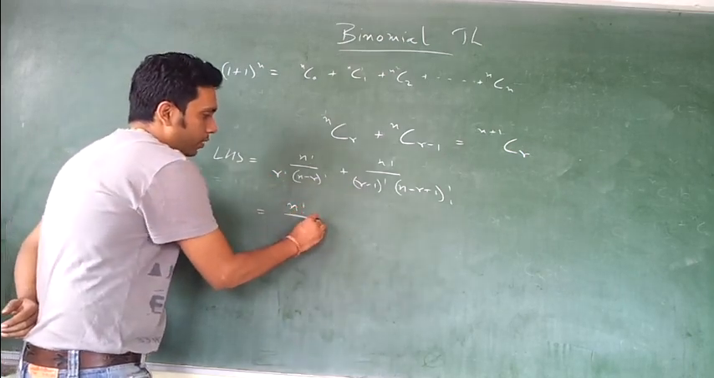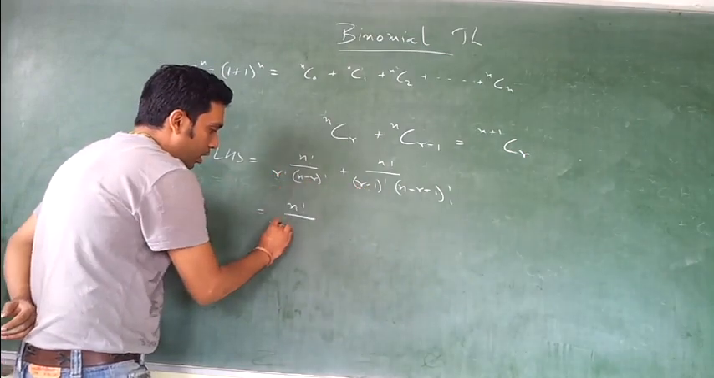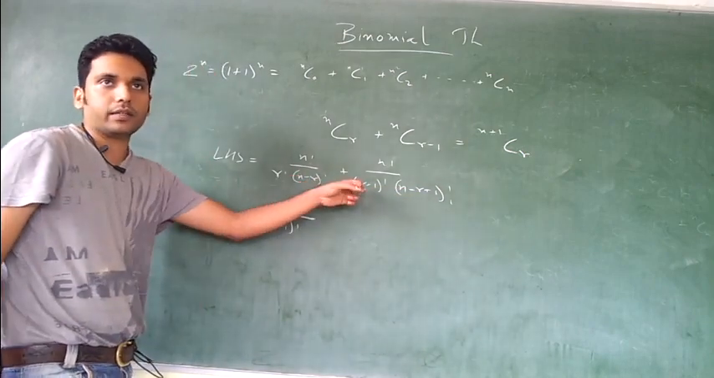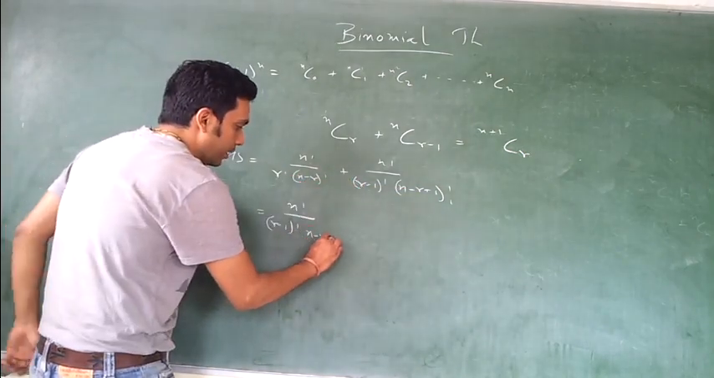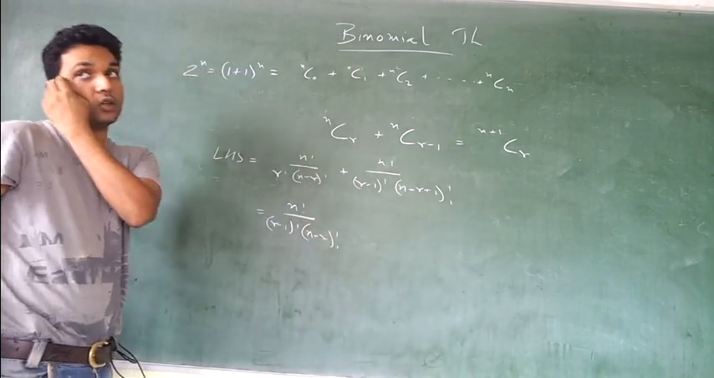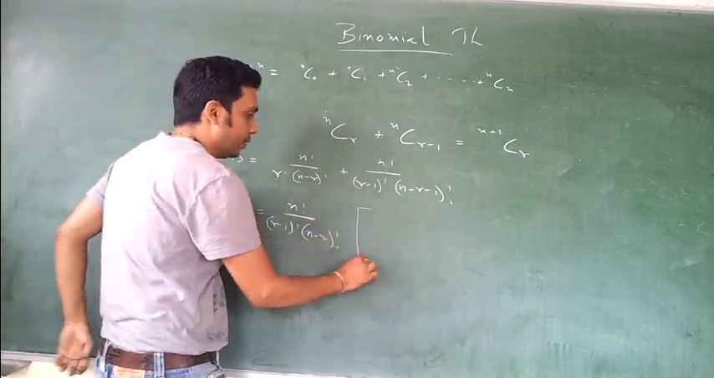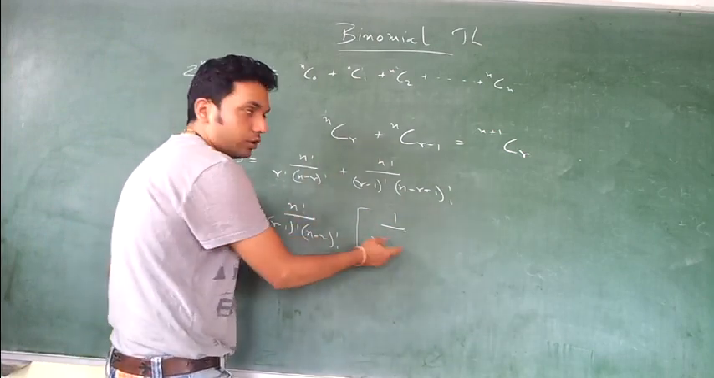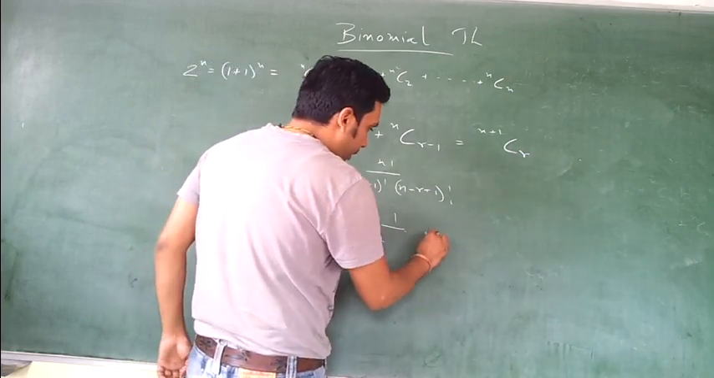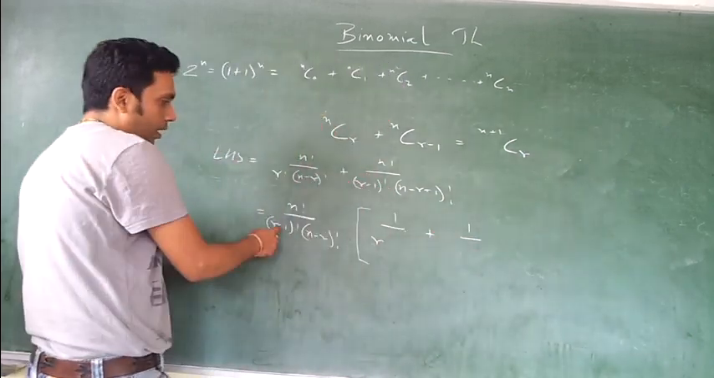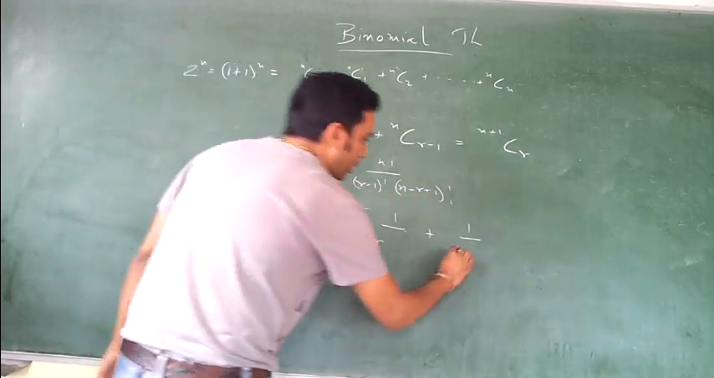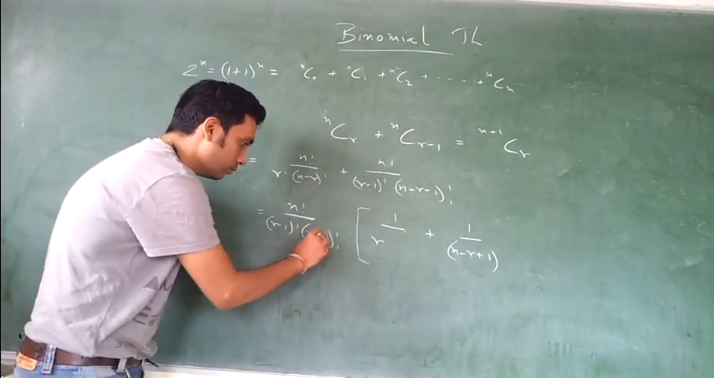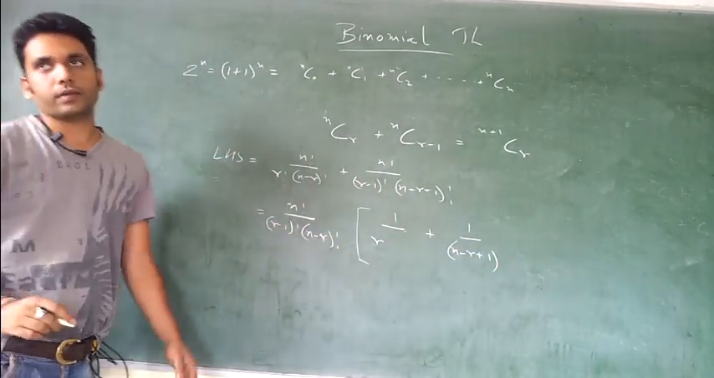N factorial is common. Which is smaller of these? R minus 1. So R minus 1 factorial is common. And which is smaller among these two? N minus R factorial is common. Okay. In this bracket what remains? 1 divided by R, and this is fully taken, so it is 1 by R only. And in that bracket what remains? 1 divided by R minus 1 is fully taken and this one is N minus R plus 1 remains, into this was N minus R plus 1 factorial. Any doubt?